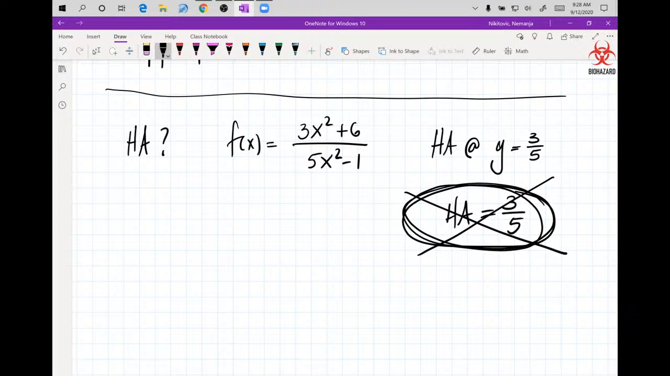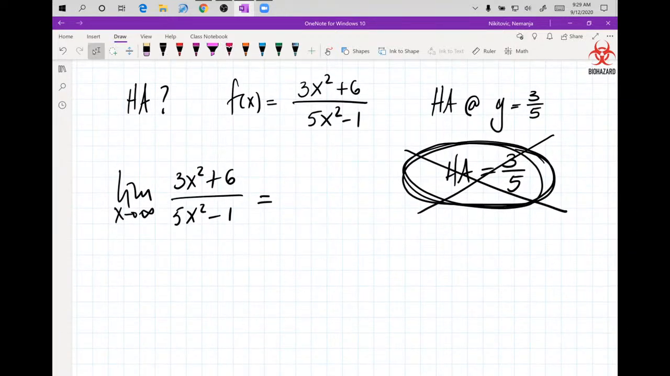So now, how do we solve this without remembering rules from pre-calc? Well, we just take the limit. The definition clearly says: take the limit as x goes to infinity and just solve the problem. So my job is to take this limit and solve it. The answer for this limit should come out to 3/5.